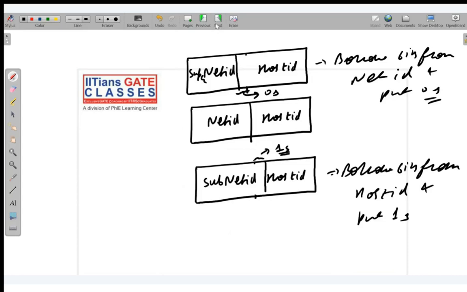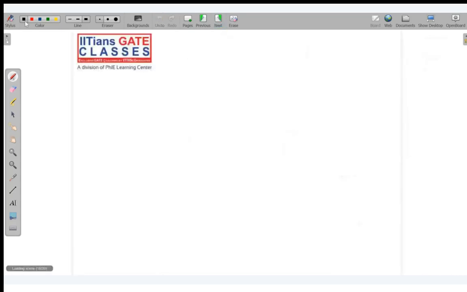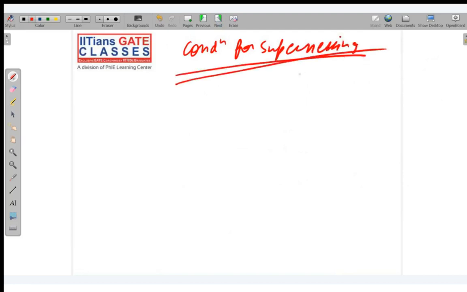Take the snapshot, I will jump to the next slide. Okay, so these conditions have been asked directly. Conditions for supernetting. It is not like supernetting is always possible. No, it is not like that. So let me give you those conditions.